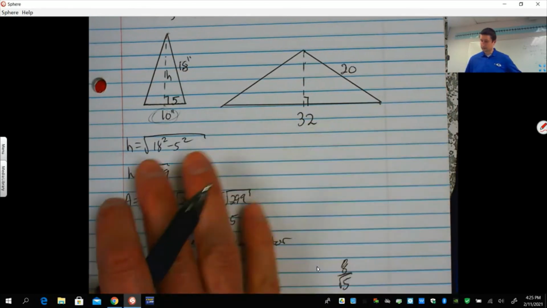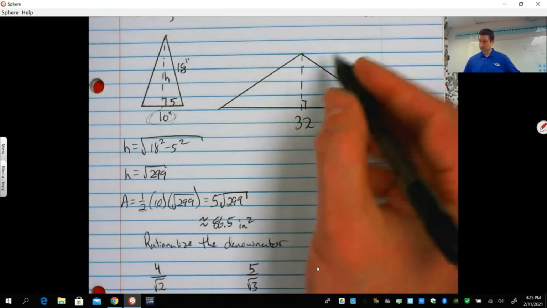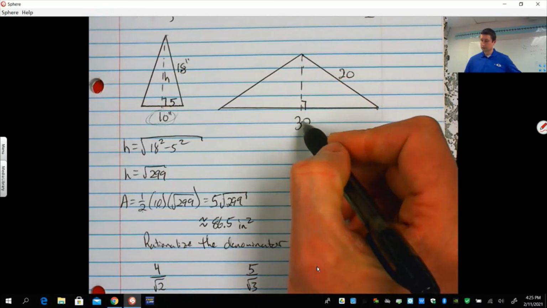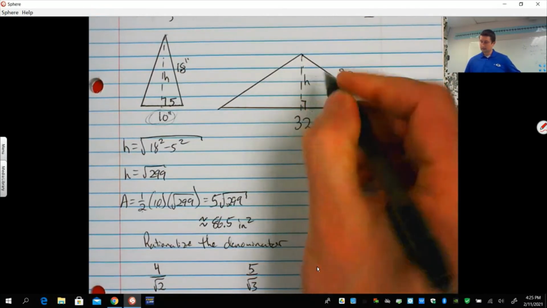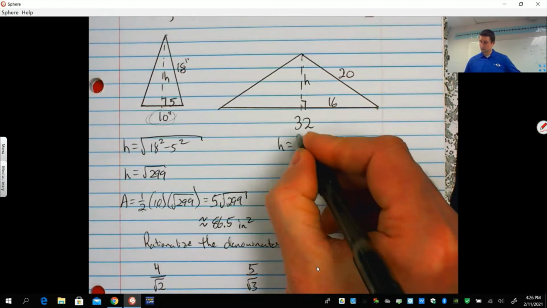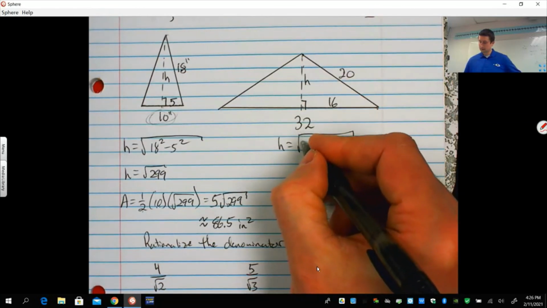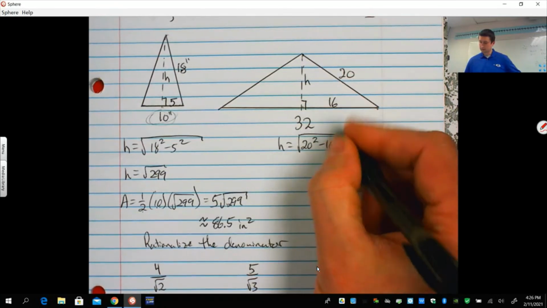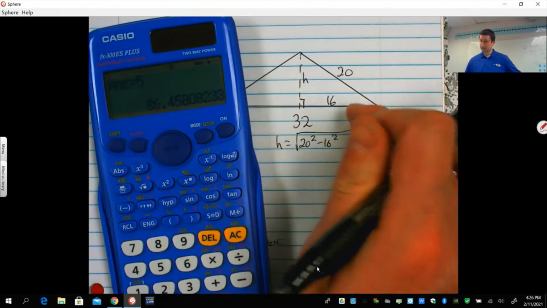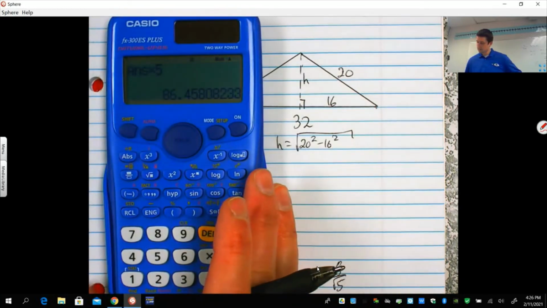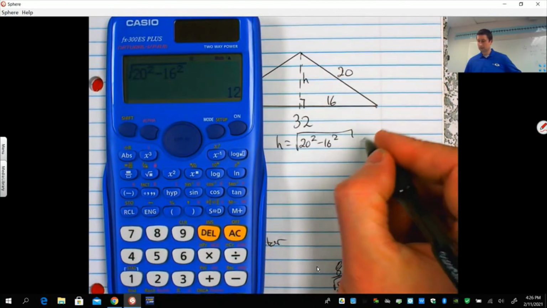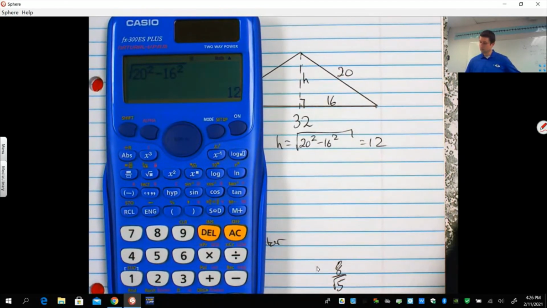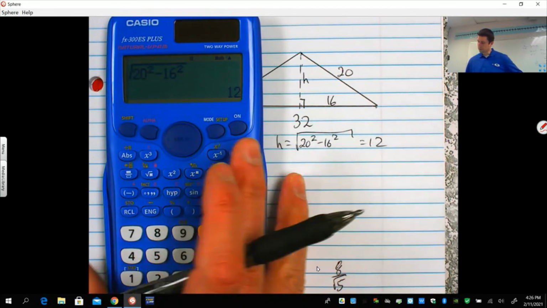Okay, so working through this again. You have an isosceles triangle. This is a perpendicular bisector, so you cut half of this out. That's going to be 16. Your height is going to be the square root of the leg, 20 squared, minus half the base, 16 squared. Notice the 16 and the 20. So if I do the square root of 20 squared minus 16 squared, I get 12. That's a Pythagorean triple. Okay, 12, 16, 20. Multiple of 3, 4, 5.